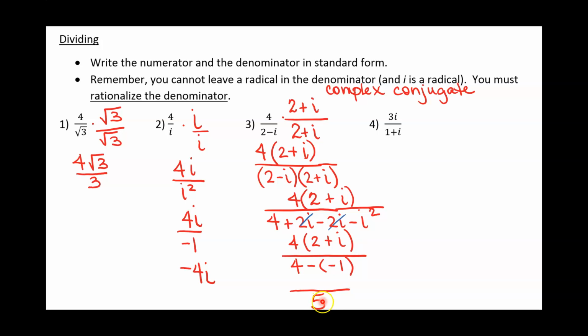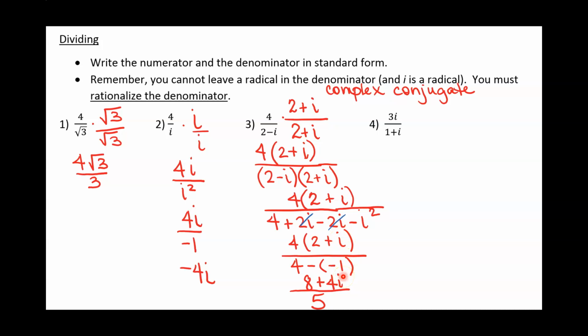For instance, if I had had a 4 in my denominator or a 2 in my denominator, I would have been able to cancel with that 4. I would have been able to simplify. But since 4 won't simplify with the 5, now I can go ahead and distribute. So 4 times 2 is going to give me 8, and 4 times i is going to give me 4i.